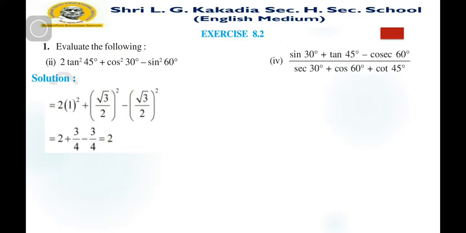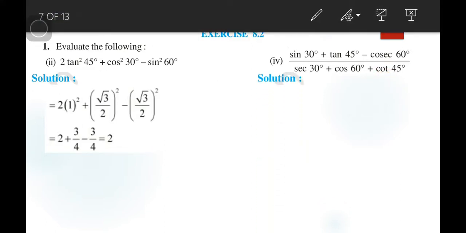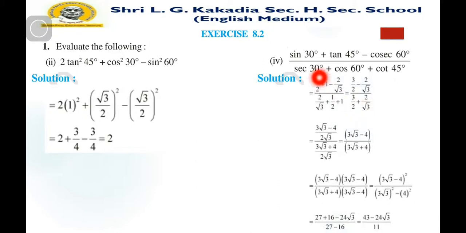Now sin 30 plus tan 45 minus cosec 60 upon sec 30 plus cos 60 plus cot 45. Now let's put in the values. As you know, sin 30 is 1 over 2 plus tan 45 is 1 minus cosec 60 is 2 over square root 3, sec 30 is 2 over square root 3, cos 60 is 1 over 2 and cot 45 is 1. Evaluating it, half plus 1 is 3 by 2, as well as here 3 by 2 minus 2 over square root 3.